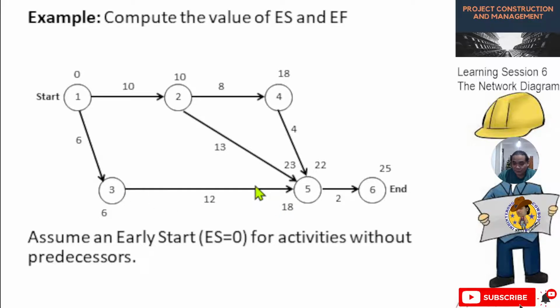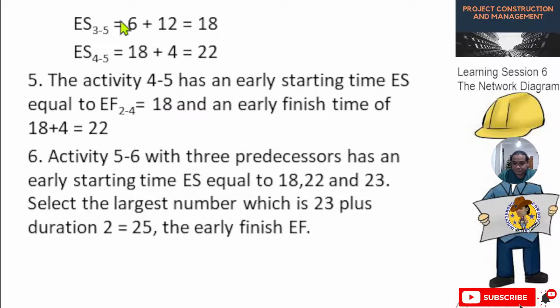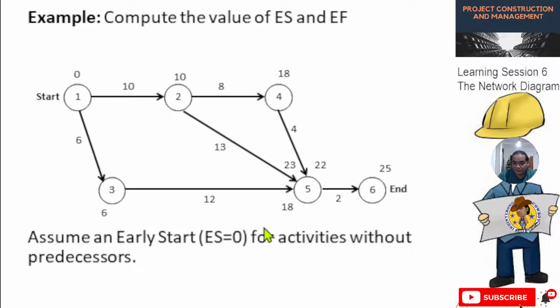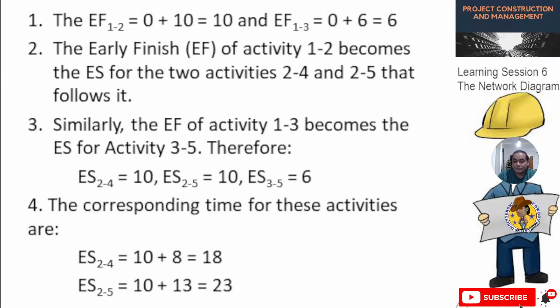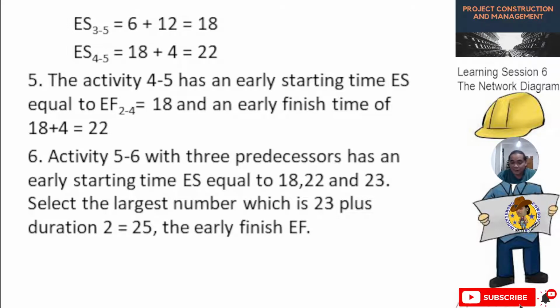In node 5, you notice that we now have three early finishes. So 18 is the EF of 2 to 4, and activity 4 to 5 has an early start time ES equal to the EF of 2 to 4, which is 18, and duration 4. So 18 plus 4 is 22. So activity 4 to 5 has an early start time of 18 and an early finish time of 22.